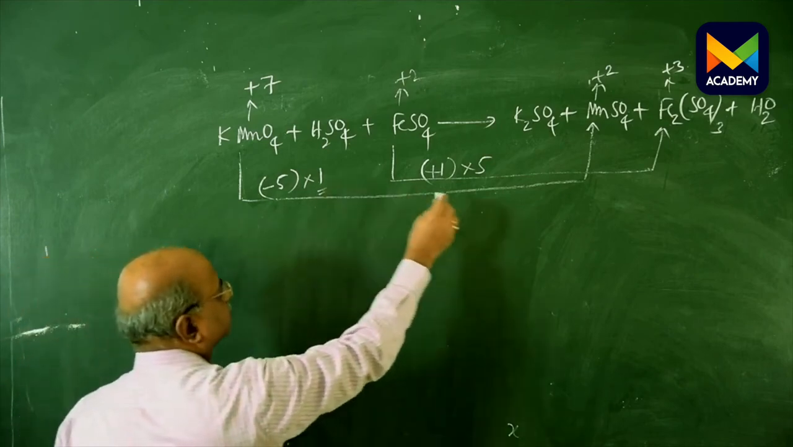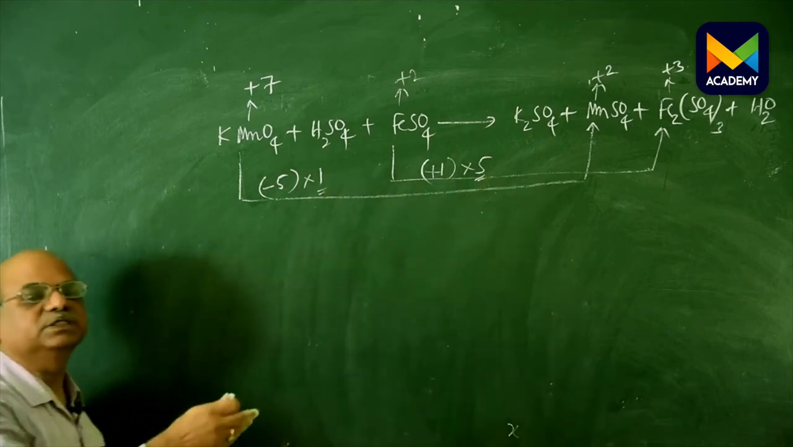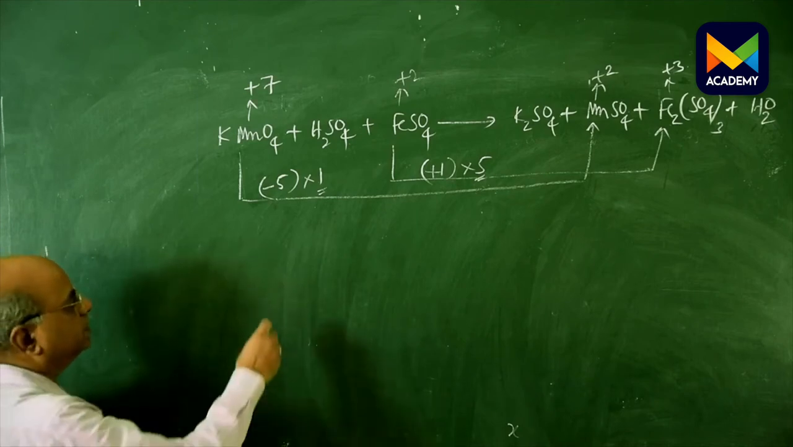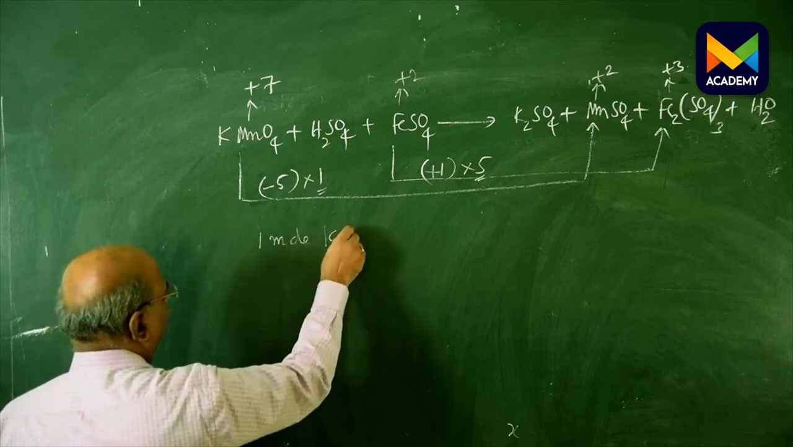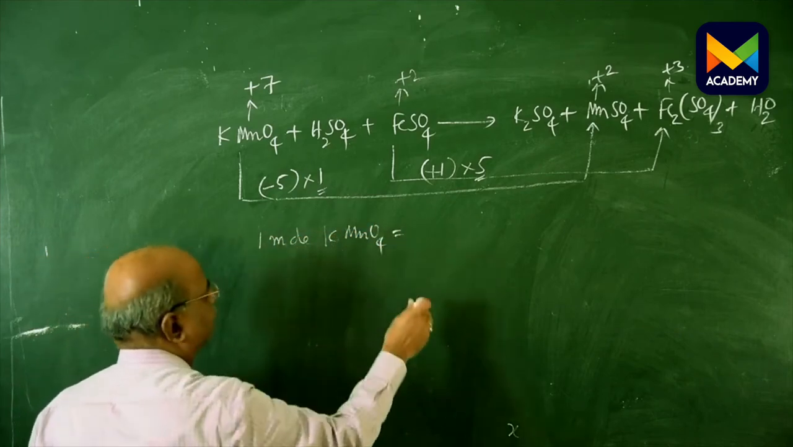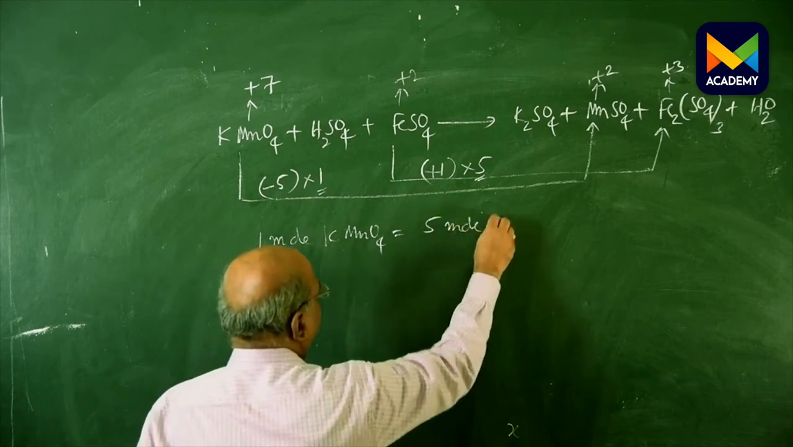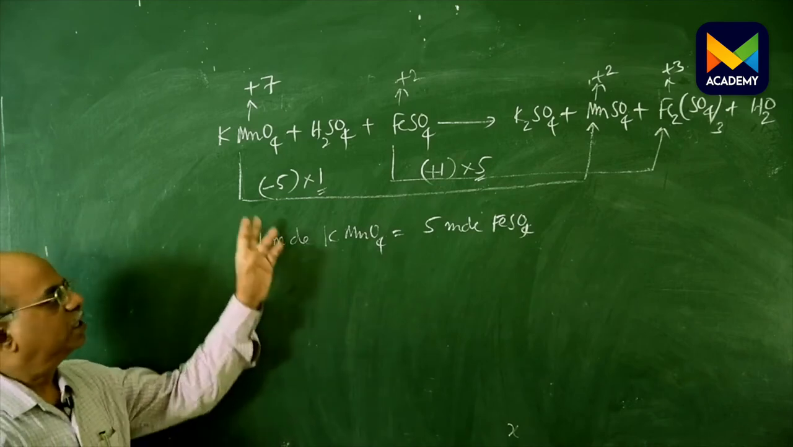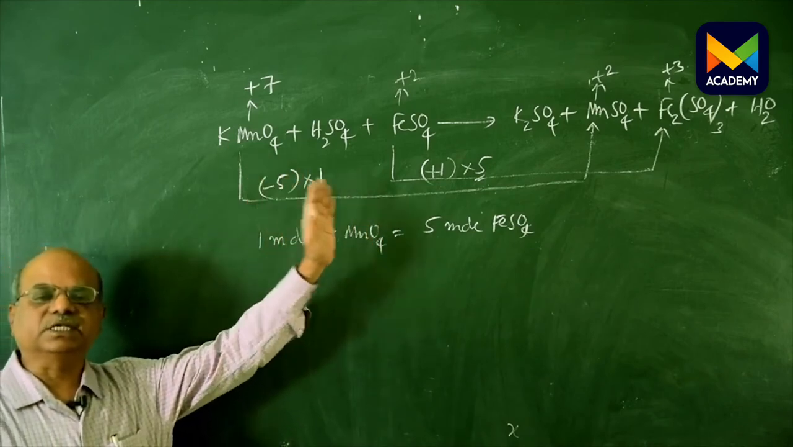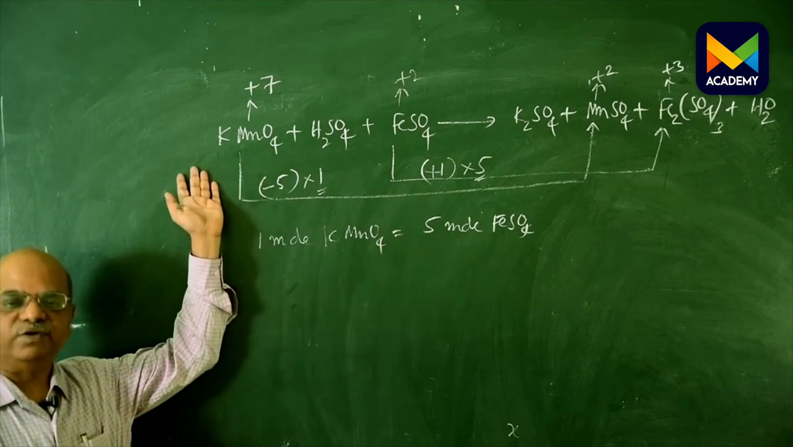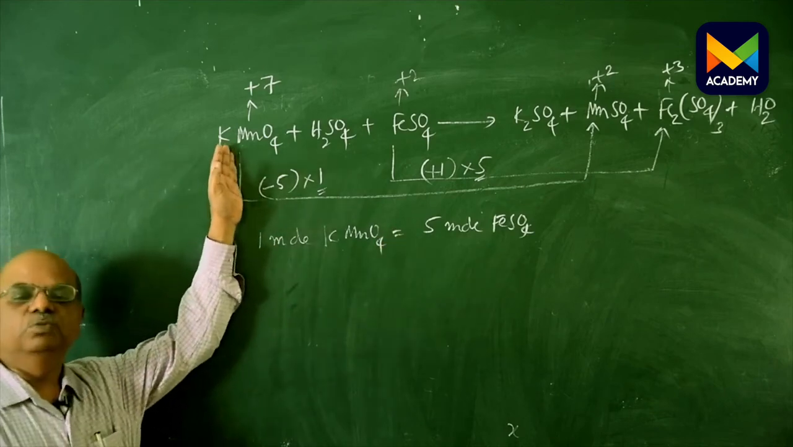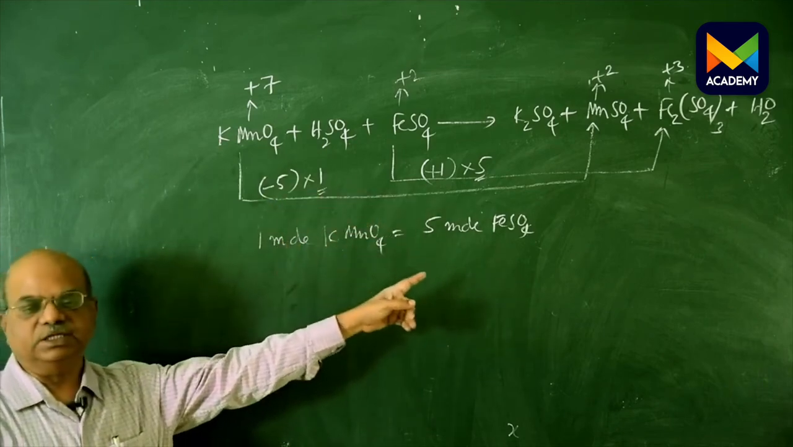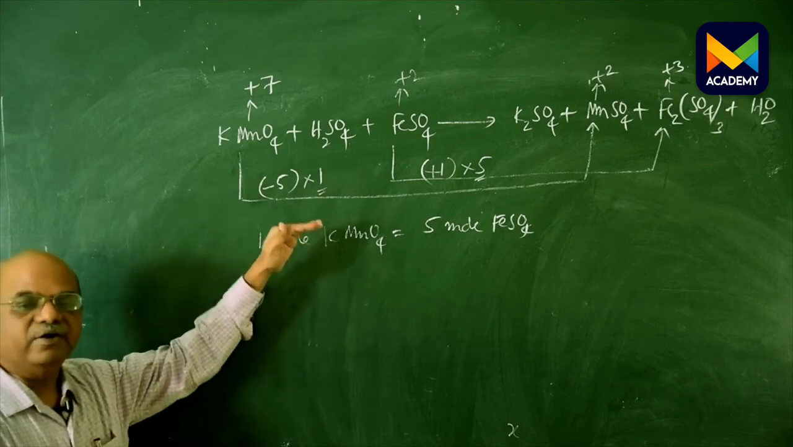These multiplication numbers are the number of moles, or rather the mole ratio, of the two substances to undergo this redox change. It means I can write 1 mole KMnO4 is equal to 5 mole FeSO4. So up to this level you may ask a question. I can ask a question like this: in order to oxidize 10 moles of ferrous sulfate, how many moles of KMnO4 are required? In order to reduce 2 moles of KMnO4, how many moles of ferrous sulfate are required? This type of question, for which you have to use this ratio. Okay, that is a first level question.